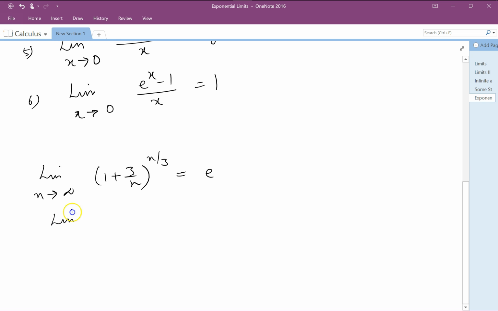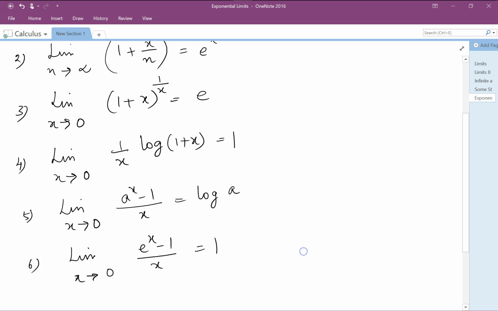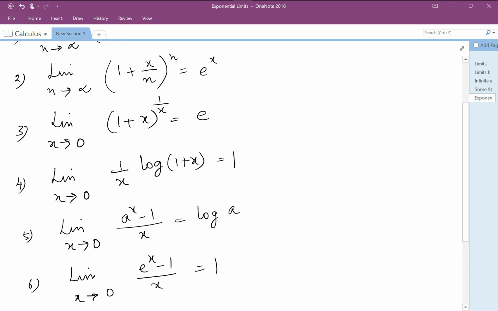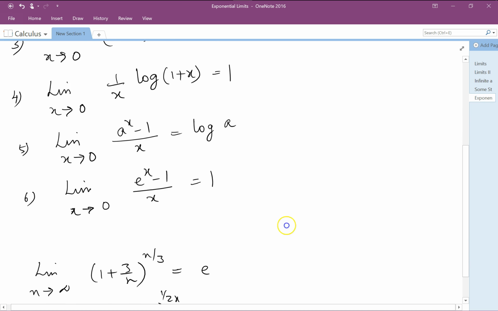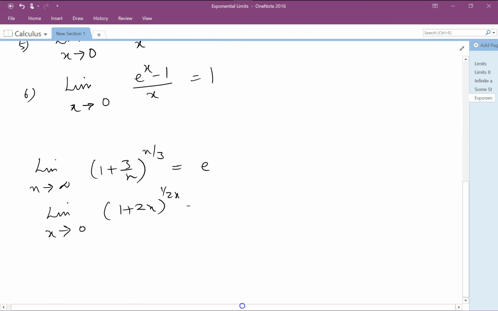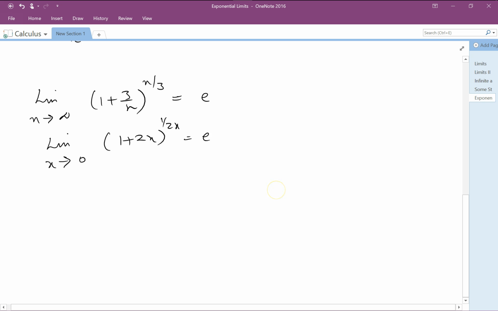The limit as x approaches 0 of (1 + 2x)^(1/2x). What's this matching with? The third one, (1 + x)^(1/x), which is again equal to e. These are very straightforward. If you remember them, you'll be able to do these. So keep a separate sheet with all these standard limits and keep referring to them.